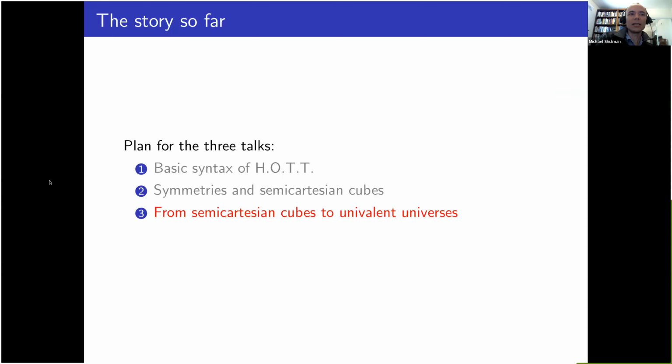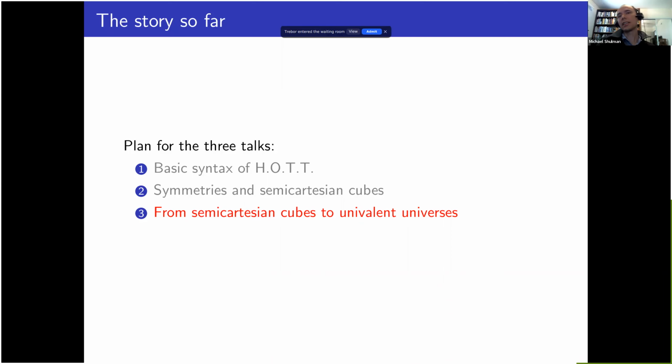Let's see. So where were we? In the first talk, I described the basic syntax of this theory, higher observational type theory, that we're proposing, with basic identity types that compute based on the structure of the type former. And then in the second talk, I tried to motivate why we need to add symmetries to this theory. Symmetries in the sense of transposing operations on squares and more generally on higher cubes. The squares come from dependent or heterogeneous identity types over identity types.